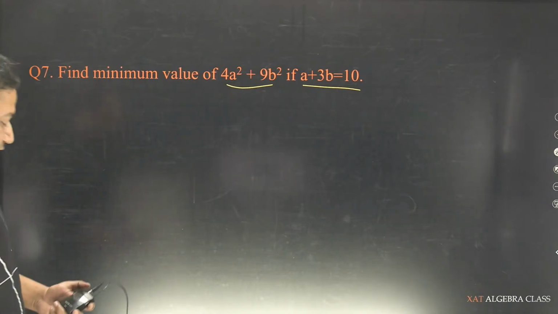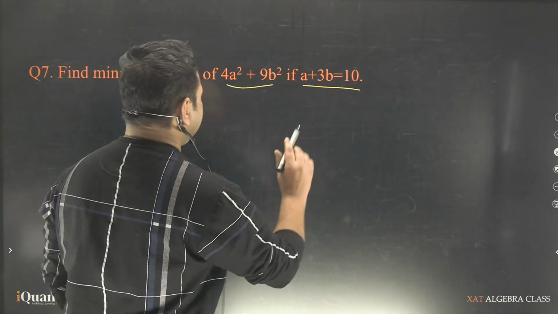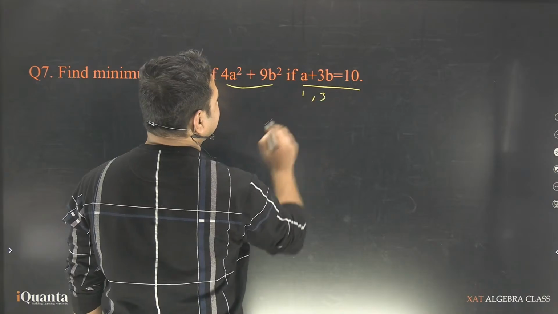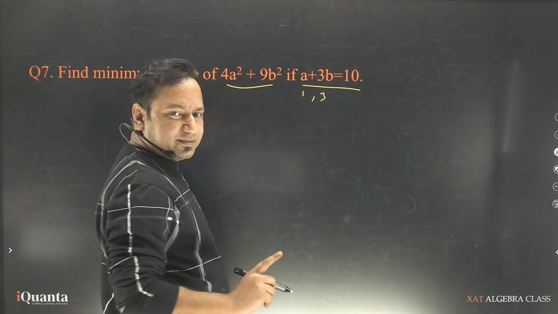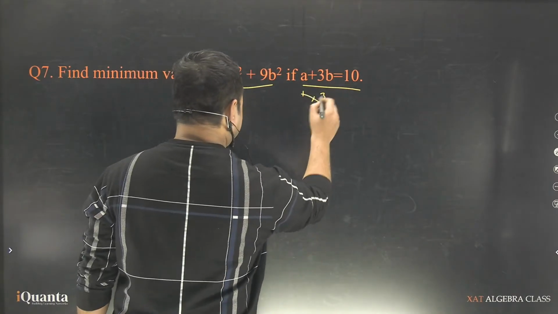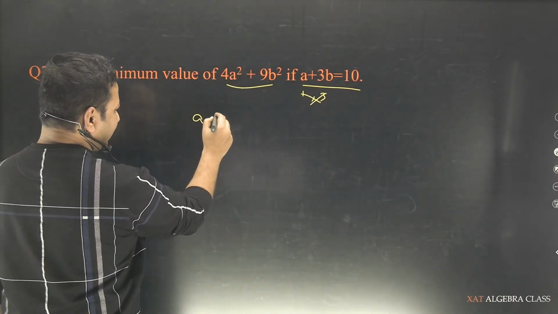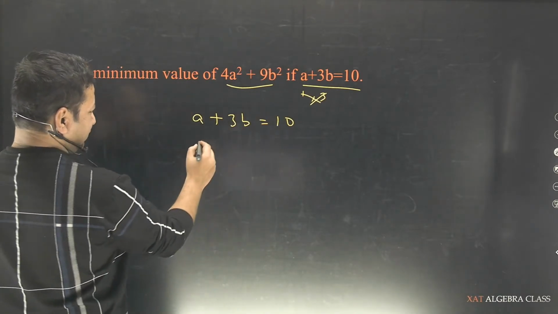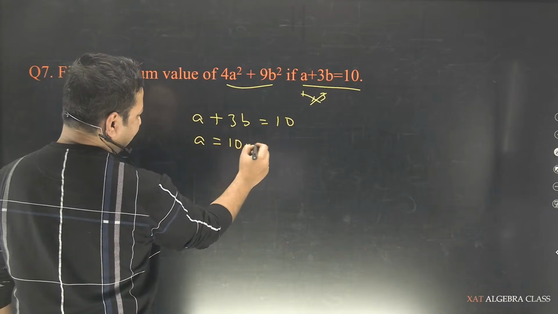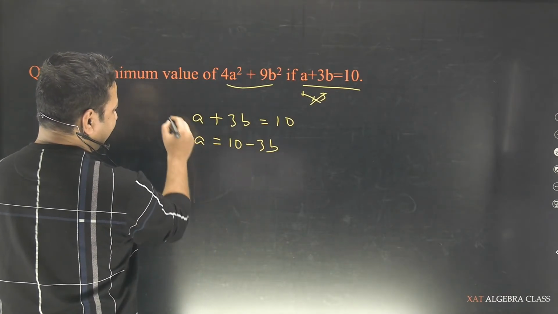देखो यहाँ पे क्या हुआ है, some people have taken 1 and 3, तो उनका आंसर क्या आ गया होगा, 4 प्लस 81, 85 आ गया होगा. सबसे कॉमन आंसर यही है लोगों का. Now look at this. It's given that a plus 3b is equal to 10. So I can say a is equal to 10 minus 3b. Yes or no? I can say that.